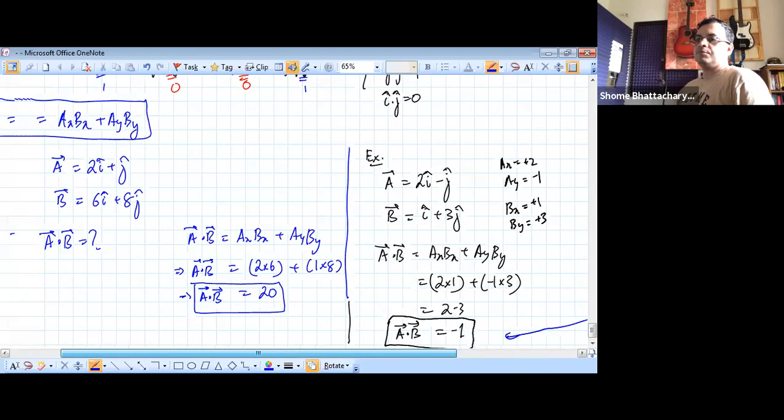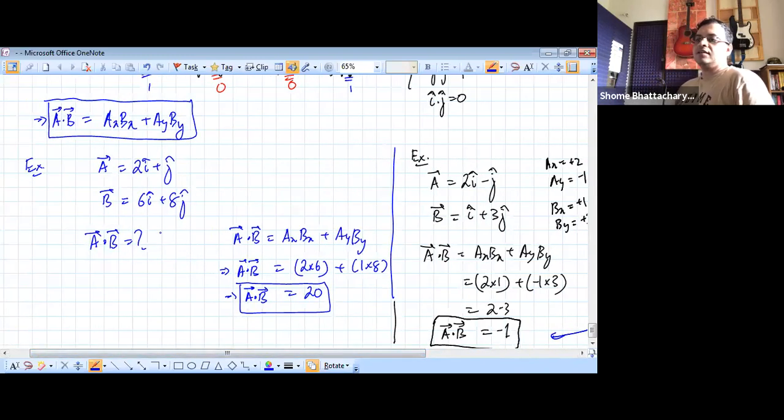Whereas in this case, in the first example, if you were to draw the two vectors, you would understand that the angle is acute between them. This is showing you that theta must be acute.